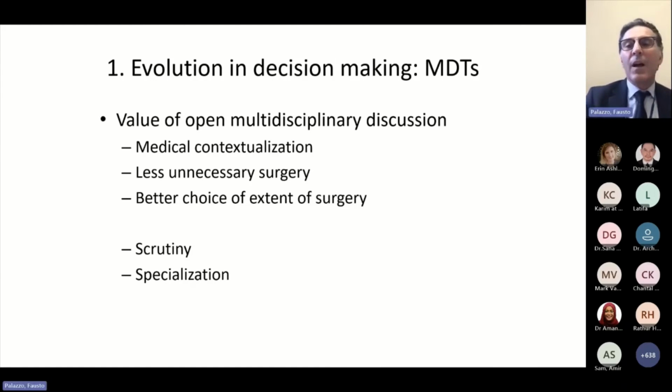Therefore, we are unlikely to do unnecessary surgery, and the extent of surgery is better chosen. But there have been other byproducts of MDTs, and they are the scrutiny of open forum. In other words, we're not just working in silos. Now, our physician colleagues have an interest in and know what we do. And this is also the other thing that MDTs have done, is it's led to a degree of specialization, because the attendance of an MDT is a declaration of interest in a specialty, and the time being limited, one can only really attend one or two of these things.